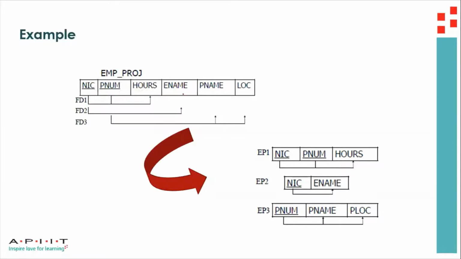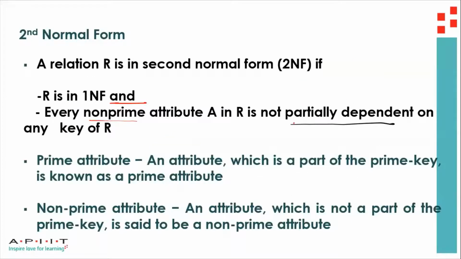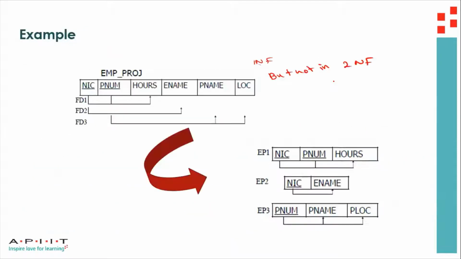That's okay. But think about the E name, the employee name. It is not depending on the project number. It is depending only on the NIC. And look at this project name and the project location. These two are not depending on the employee. These two are depending on the project number. So this may be in 1NF, but not in second normal form. Why? We have partial dependencies. Non-prime attributes are having partial dependencies.